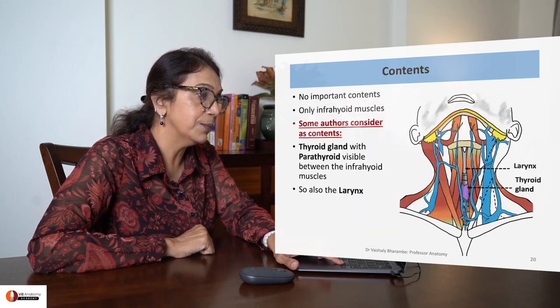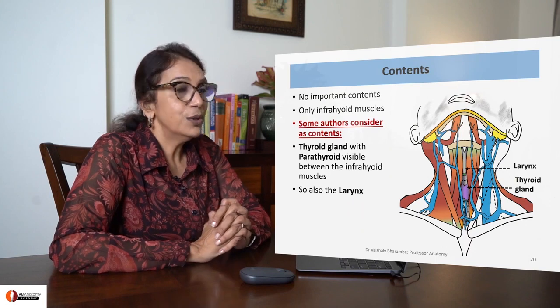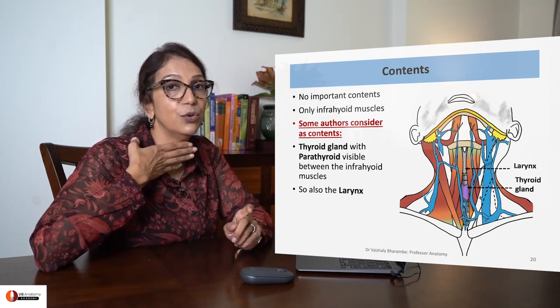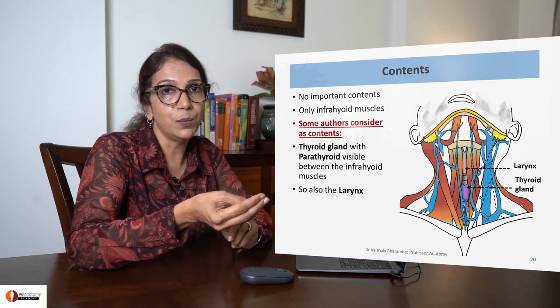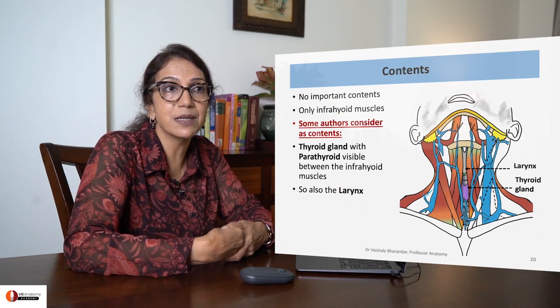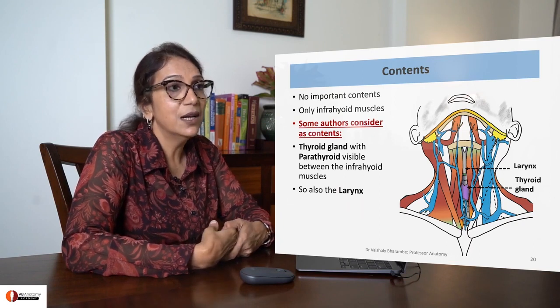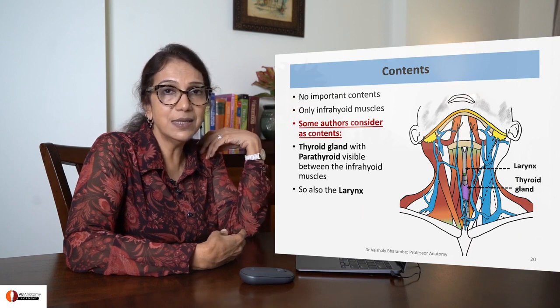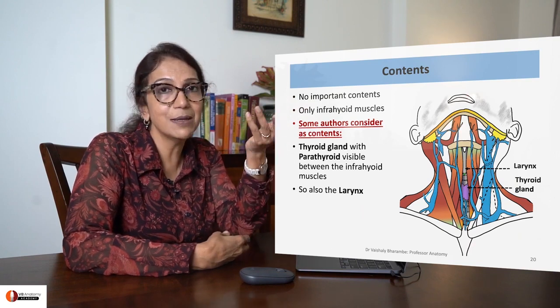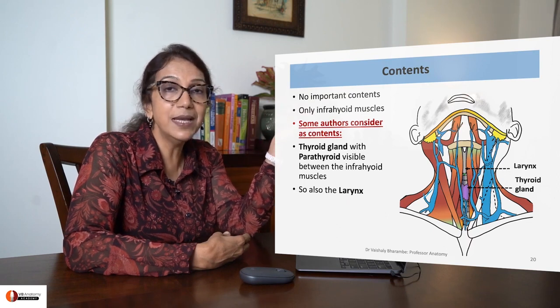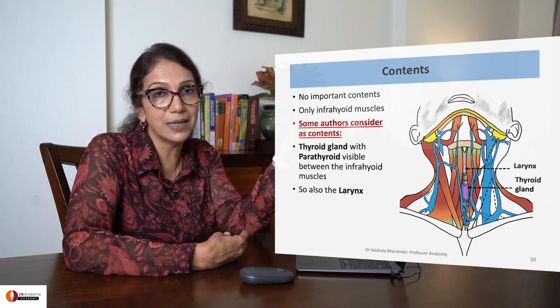That's the triangle. So now what are the contents? What have we done? We've done the boundaries, we've done the roof, we've done the floor, formed superficially by 2 muscles, deep by 2 muscles. So what are the contents? Most books say that there are no important contents. Only the infrahyoid muscles themselves can be called contents. Some books have talked about the larynx and thyroid gland as the content.